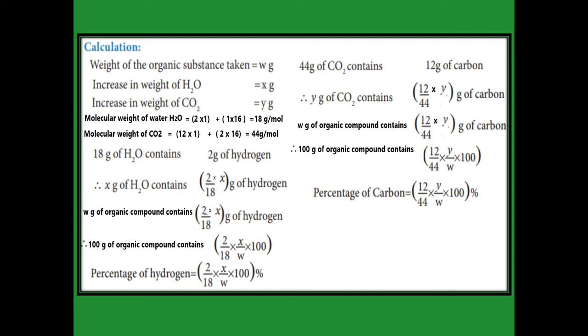Then we have to find the percentage mass, so 100 gram of organic compound contains 12 divided by 44 into y divided by w into 100. Here 12 is the weight of carbon, 44 is the molecular weight of carbon dioxide, y is the weight of carbon dioxide, w is the weight of organic substance, and 100 we are putting here to find out the percentage of carbon. This is the calculation of hydrogen and carbon.